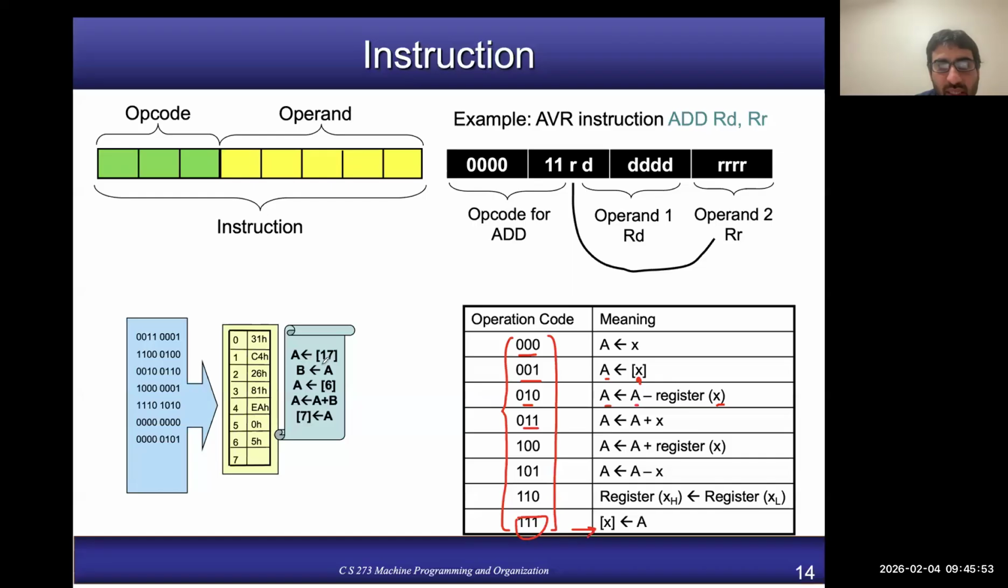Now remember, this is the same program example from the previous slide. What happens, for example, if you have an instruction saying read the data from memory address 17 and put it in register A? Then it will be converted into a code, for example 31 hex. This form is for our human readability, right? 31 hex is again for our readability, but actually it will be translated into a binary code.